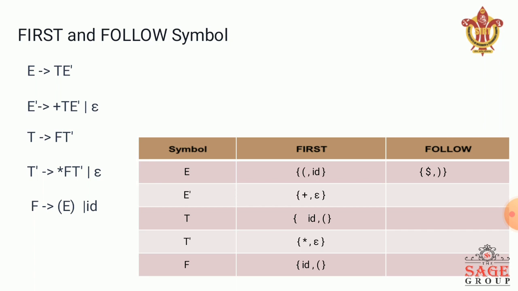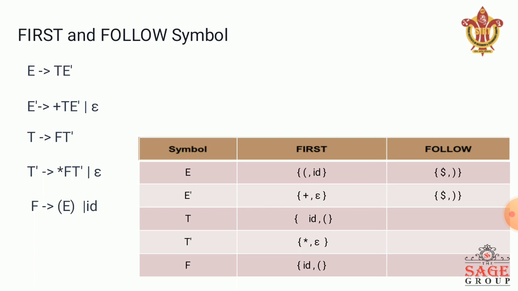Now for the second variable E dash, we find E dash at two places, in the first production and the second production. In both conditions there is no value after E dash, meaning no value follows E dash. In this situation, the follow of the left-hand variable will be copied to follow of E dash. So dollar and closing bracket are the follow, as E and E dash have the same follow.